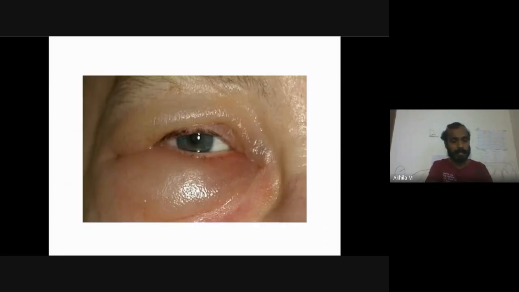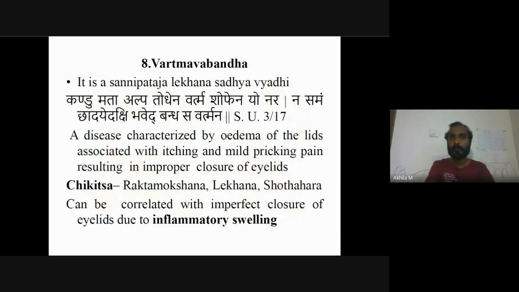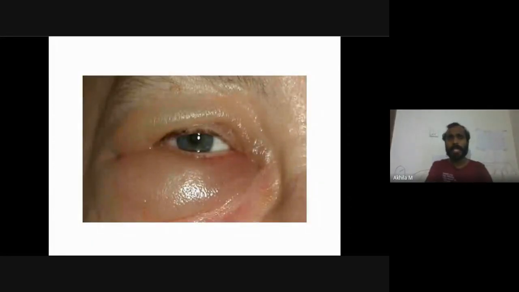From this picture, there is a large swelling at the varma. Because of the swelling, the patient cannot close the eye properly. So this condition can be correlated with Varma Avabandha. Sushruta Acharya only told about Varma Avabandha, a large swelling with mild pain. There arises some swelling, and because of the swelling, the patient cannot close the eye properly. This is the condition of Varma Avabandha. That is a lekhana sadhya vyadhi. Lekhana, mokshana can be advised. Lekhana karma can be done. Shothahara treatment can be advised. And this can be correlated with any type of inflammatory swelling of the eye. Any type of inflammatory swelling related to the varma, to the lids, can be correlated with Varma Avabandha. From this picture, we will get an idea. A large swelling is there due to an inflammatory condition.